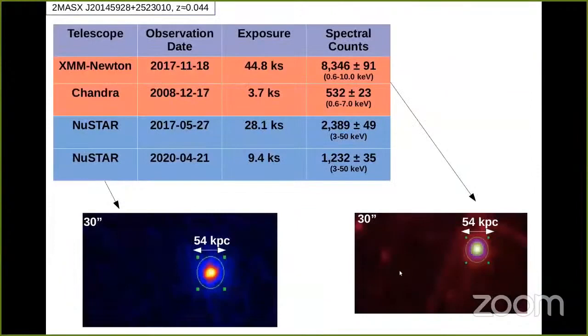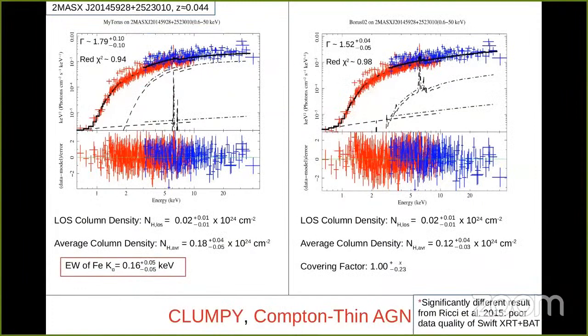So for this source, at 0.044 redshift, we have excellent spectral counts in both soft and hard X-ray for 3 telescopes. As for all other candidates, we selected the sources with a 30 arcsecond region and extracted the spectra through data reduction and data processing for each of the telescopic observations. And this is our fit on the data.